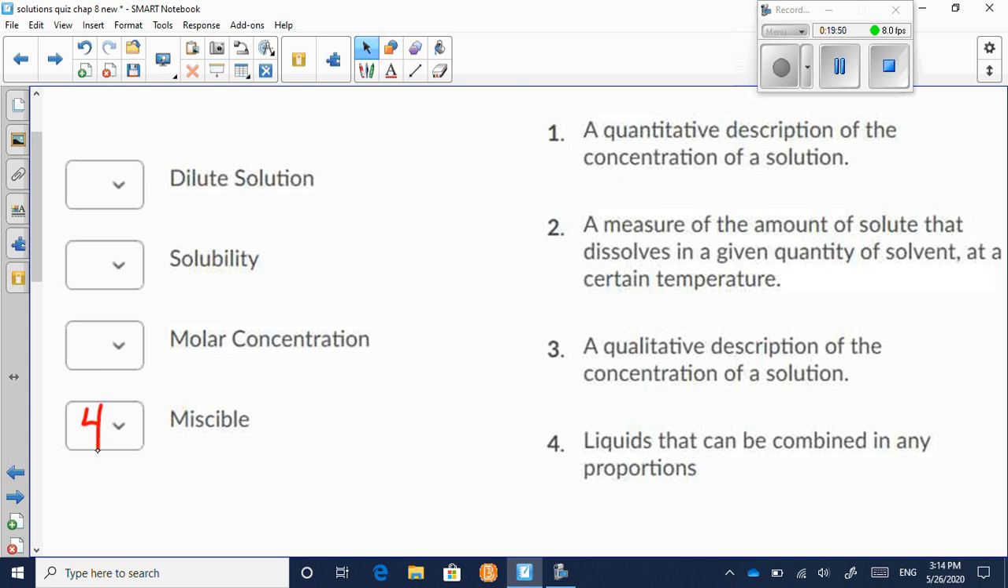So that's number 4. A qualitative description of the concentration. So if it's qualitative, it uses words. So that's dilute. So dilute is a qualitative description. Whereas a quantitative description would be the molar concentration. And then the amount of solute that dissolves in a given quantity of solvent is called the solubility. Okay, so those are some definitions.